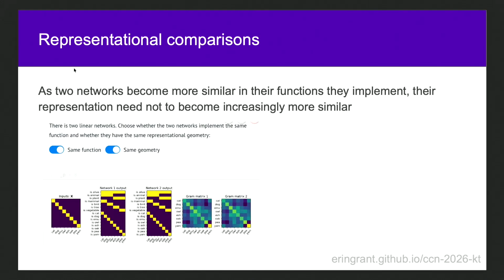Also, then the second point: as two networks become more similar, we've just seen that they can, in theory, use any kind of representation. Then the function that they implement, their representation need not become increasingly more similar. There's, in theory, no need for this to happen.